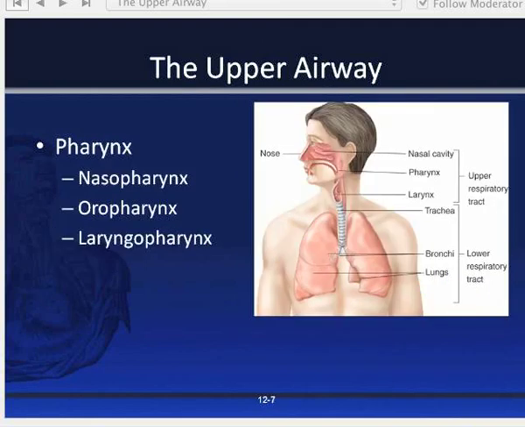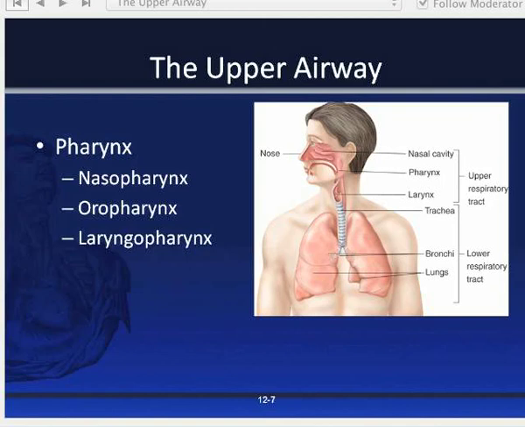The pharynx is a funnel-shaped muscular tube that serves as a passageway for food, liquids, and air. The uppermost part of the pharynx, the nasopharynx, is located directly behind the nasal cavity and serves as a passageway for air only. The oropharynx opens into the mouth and serves as a passageway for both food and air. It is separated from the nasopharynx by the soft palate.